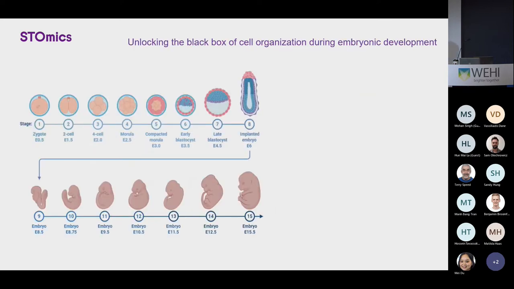So we validated the technology, and next we decided to apply Stereo-seq to answer some biological questions. We did a variety of different projects at the same time, but the first and most important of which was applying Stereo-seq to unlocking the black box of cell organization during mouse embryonic development. We applied Stereo-seq to the developing mouse embryo from days 9.5 through 16.5 at 1 day intervals.